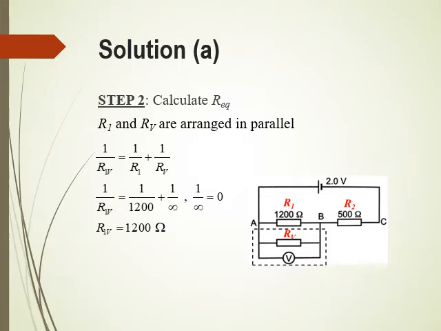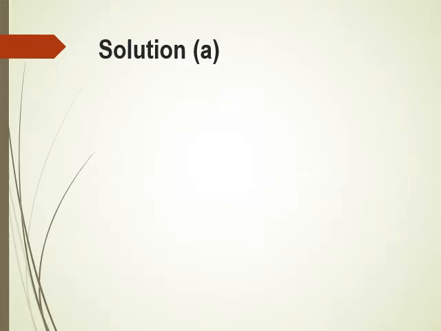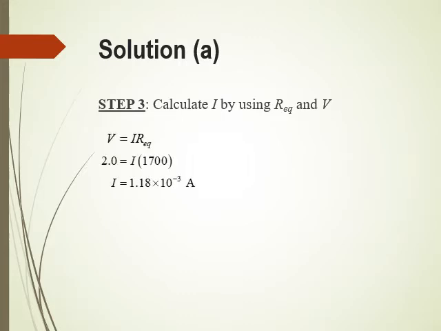And next, let us calculate the R equivalent, R1V plus R2, because they are connected in series. Substitute the values into the equation and you will obtain R equivalent equals 1700 ohm. Once you have R equivalent, let us proceed to step 3. Calculate I by using R equivalent and V. So V equals IR, V equals 2 volt, I times 1700. So I is equal to 1.18 times 10 to the power of negative 3 ampere.